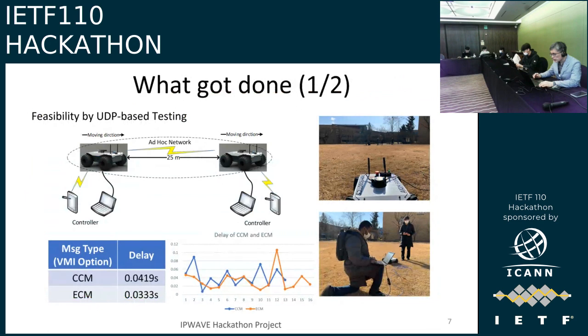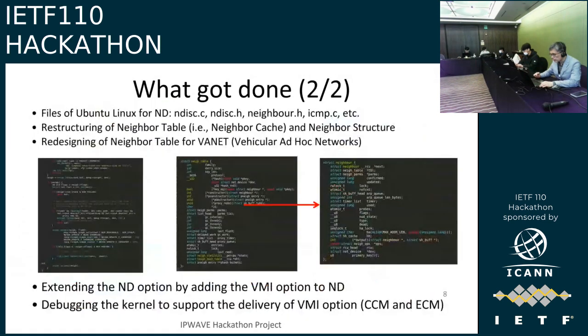Basically, we implemented and tested using the R1 robot from A1 Robotics. They exchange the messages CCM and ECM. But this time we implemented it over UDP instead of ICMP version 6. At this hackathon we tried to implement ICMP version 6, so we tried to extend the Ubuntu Linux kernel for ND. It turns out there is some high complexity.